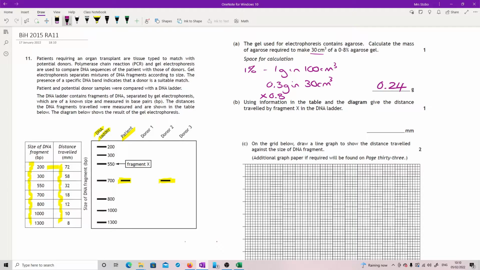Using information in the table and the diagram, give the distance travelled by fragment X in the DNA ladder. I think this is a total gift. Here is fragment X, 550 base pairs. 550 base pairs travelled 32 millimetres. It is that simple.